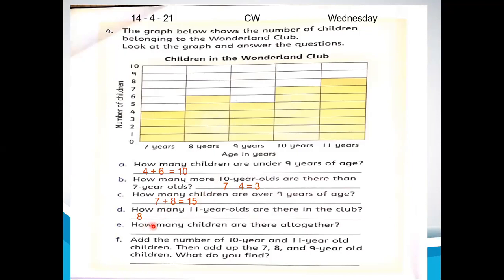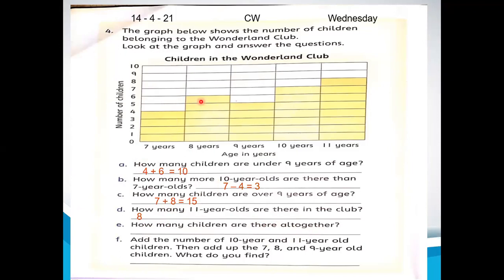Now come to part E. How many children are there all together? So what you will do, you will add all these numbers of students whose age is from 7 to 11 years. See here, the number of students whose age is 7 years is 4.